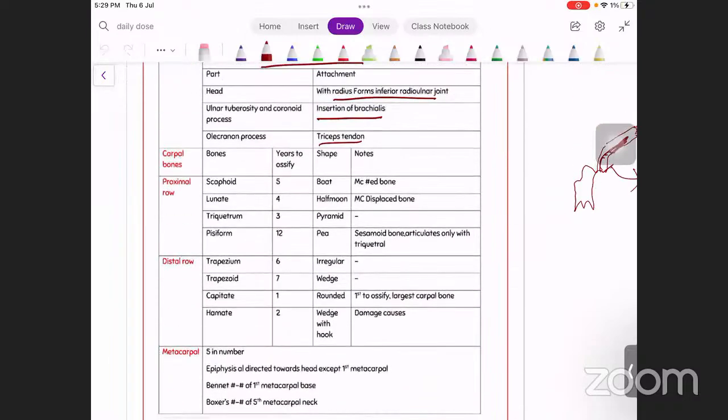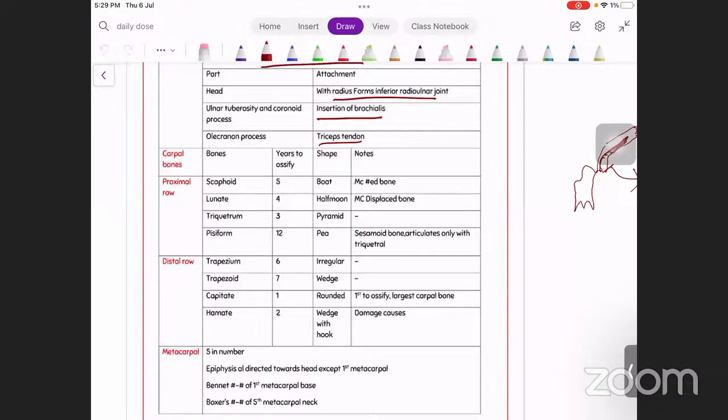So speaking about the carpal bones, everybody knows that there is a proximal row and a distal row, and there is a mnemonic we used to have for them. She looks too pretty, try to catch her. So we have the scaphoid, lunate, triquetrum, pisiform, trapezium, trapezoid, capitate, and hamate.